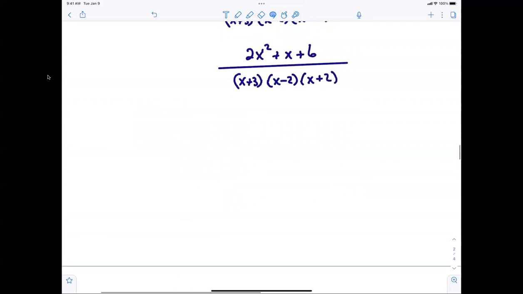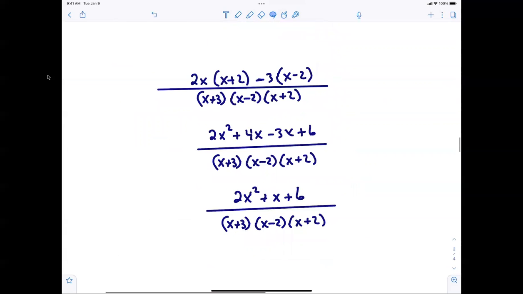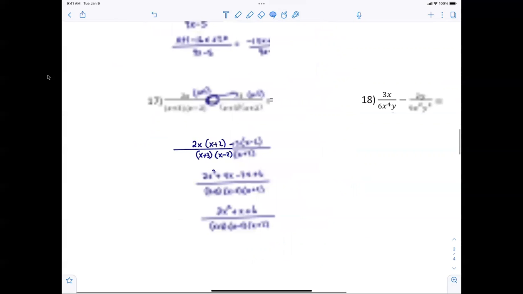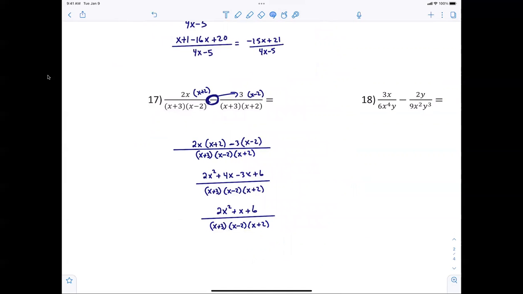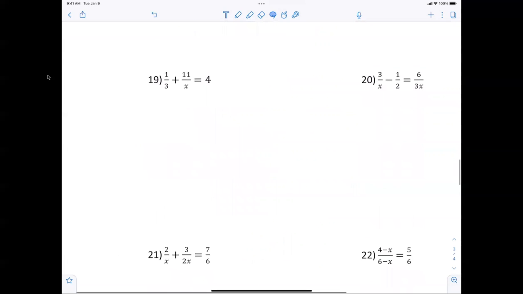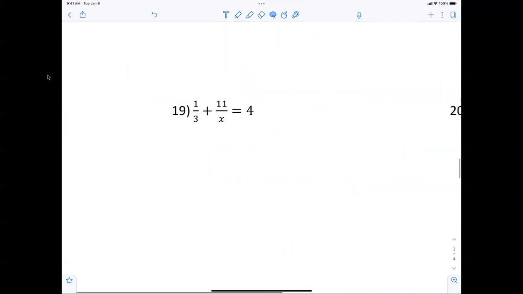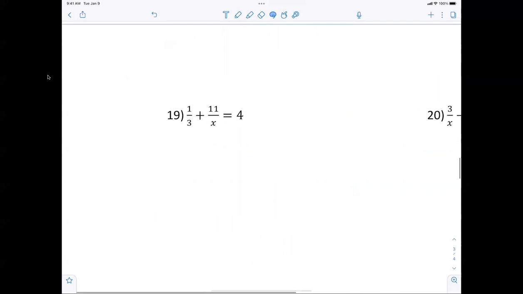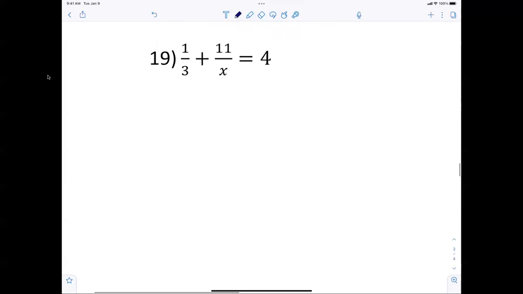Wait, so that was the answer? I know, that's all there is to it. Okay, now we have an equation. Put above 19, put solve. That's the directions. All right. So what am I doing here, guys? For number 19. By what?